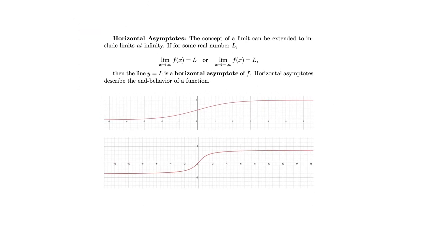The concept of a limit can be extended to include limits at infinity. And the way this works is just really simple. We consider what happens to this function as we take x to positive or negative infinity. And if this converges, or reaches some real number L that isn't infinity or it's bounded, then we have a horizontal asymptote of f.